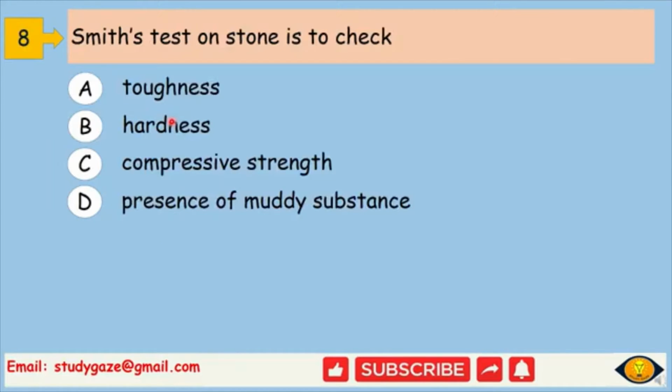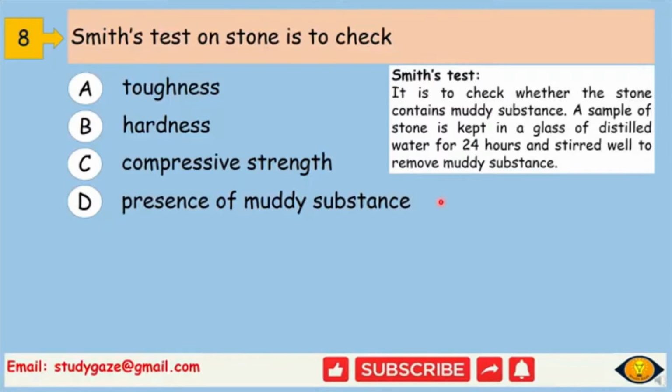Number 8. Smith's test on stone is to check: toughness, hardness, compressive strength, or presence of muddy substance. The answer is D. The presence of muddy substance. Smith's test is used to check whether the stone contains muddy substance. A sample of stone is kept in a glass of distilled water for 24 hours and stirred well to remove the muddy substance.